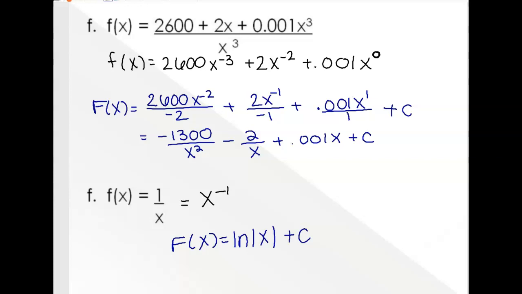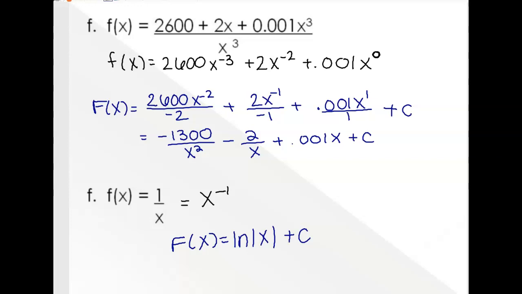And then at that point, you're just going to take your antiderivative by adding 1 back to each of your exponents. So negative 3 plus 1 becomes negative 2. So capital F of x is equal to 2600 x to the negative 2 over negative 2 plus 2x to the negative 1 over negative 1 plus 0.001 x. Well, negative 1 plus 1 becomes x to the 0, and we know anything to the 0 power is 1. But then what does that do to your denominator?